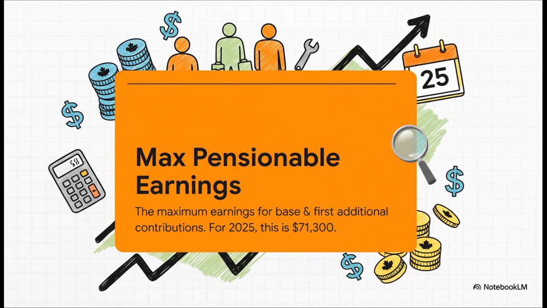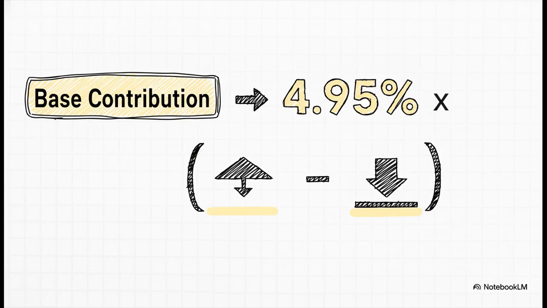Next up, we have a ceiling, a cap, which we call the year's maximum pensionable earnings, or you'll just hear it called the YMPE. For 2025, that's $71,300. This is the highest income level that gets used for the first two parts of our calculation, so if you make more than that, these first two contributions stop going up. They're maxed out.